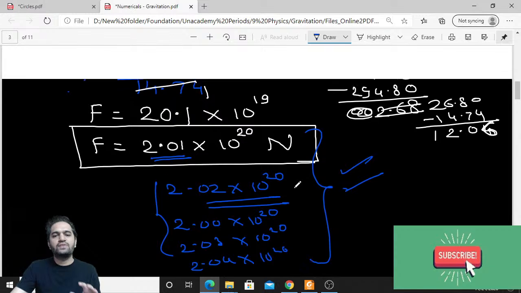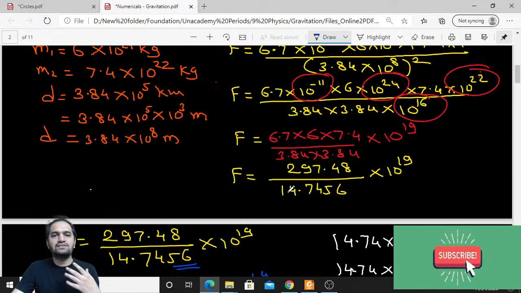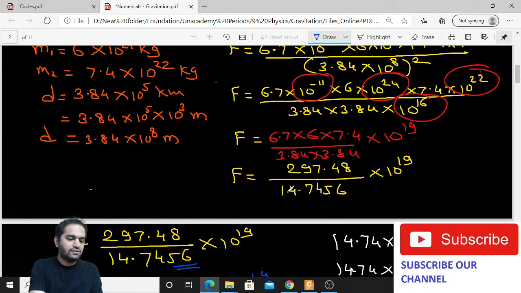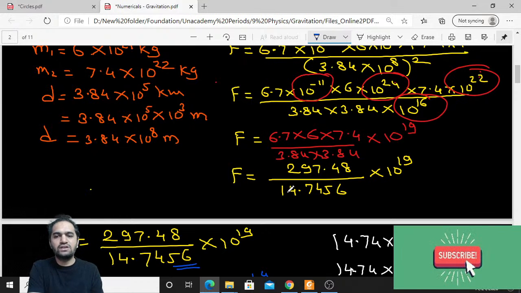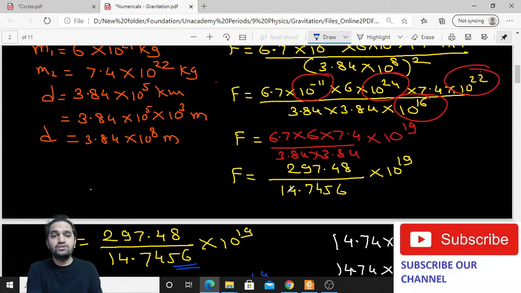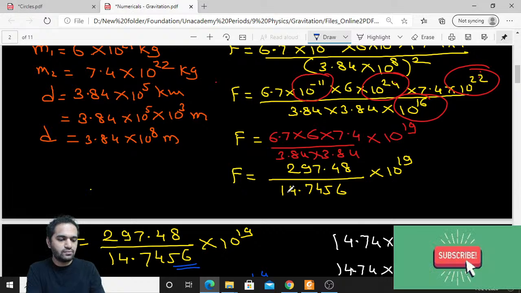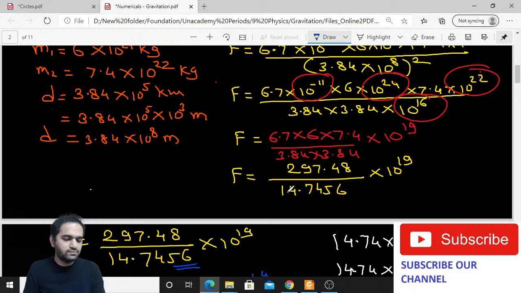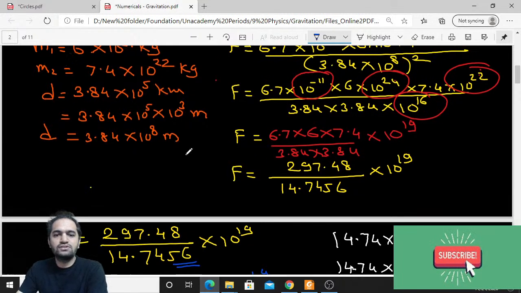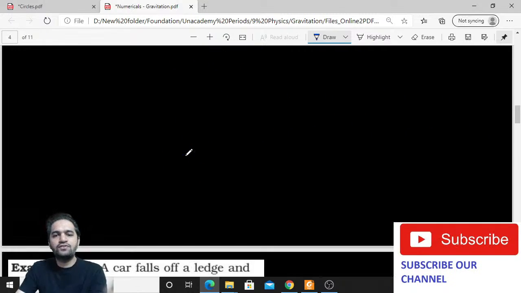So I hope you are understanding how the calculations are supposed to be done. These kinds of calculations will require some time. You need to have a lot of patience, and only then you will be able to solve this. Fine. Okay. So let us move ahead in terms of our calculations. So this first problem is done. Let us go for the second one.